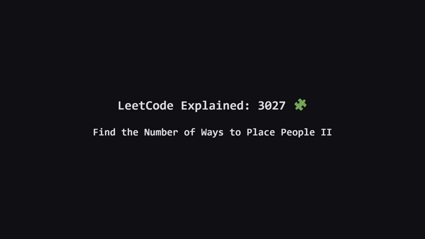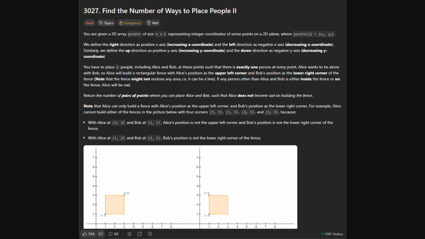Find the number of ways to place people II. This is a really interesting geometry problem on a 2D plane. It looks a bit tricky, but we'll break it down into simple, understandable steps. Let's get started. Okay, so here's the official problem statement.